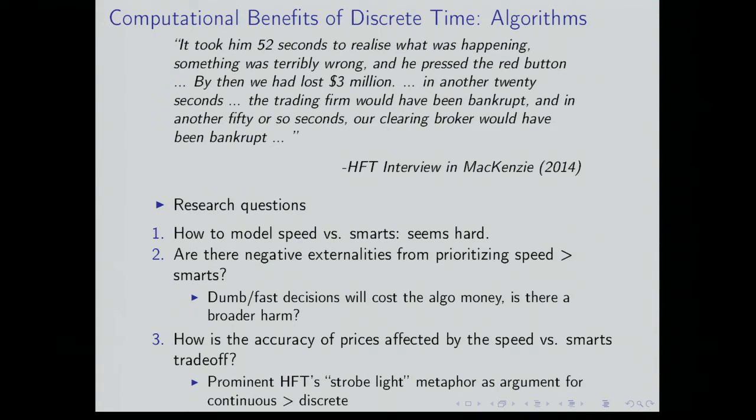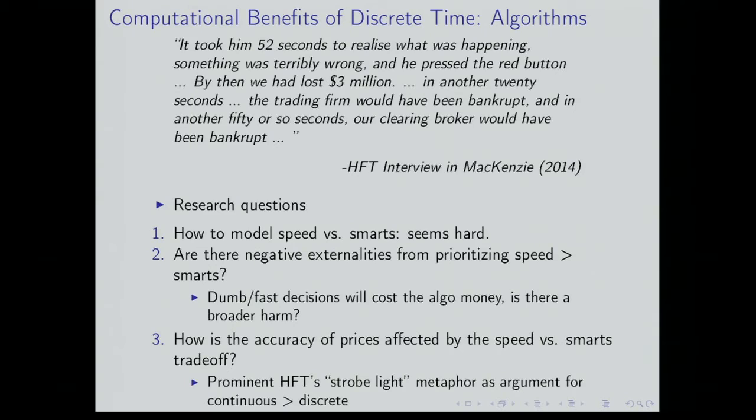I don't know if that's an exaggeration, but I think the questions for research are, one, this trade-off between speed and smarts is quite interesting and seems quite hard to model. A second question is, are there negative externalities from this speed-smarts trade-off? If I make a dumb decision, I'll lose money. Does that have negative consequences for the market as a whole? This quote suggests the channel through which it might. And the last question is, how is the accuracy of prices affected by this speed-smarts trade-off? I think that's a subtle, hard question.